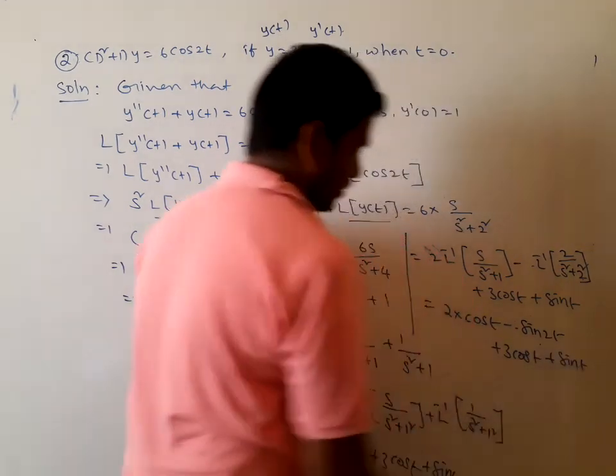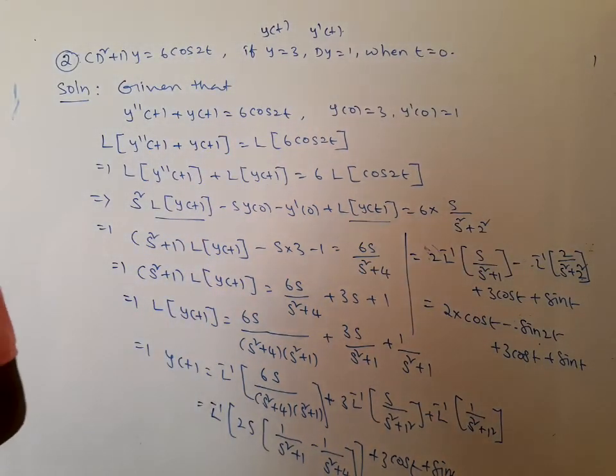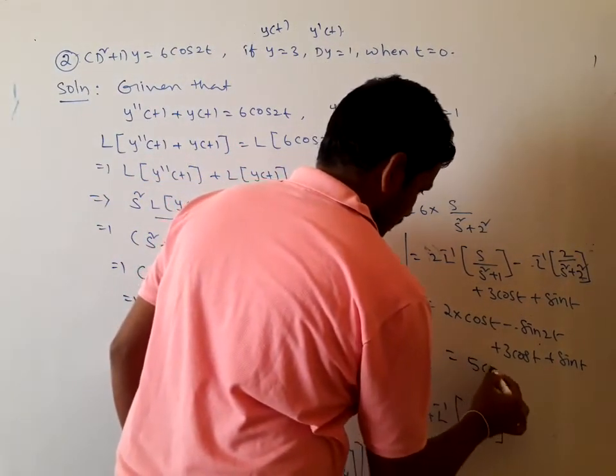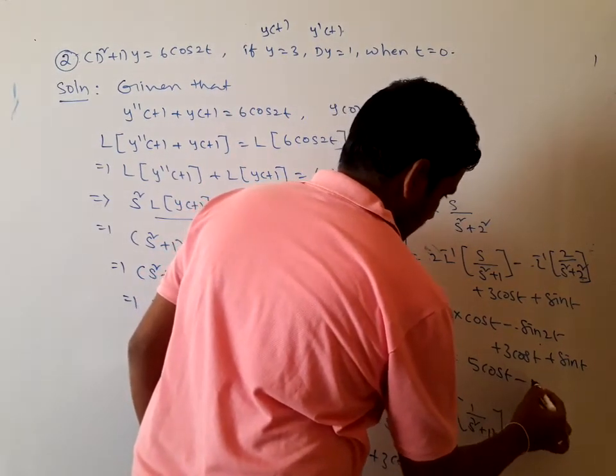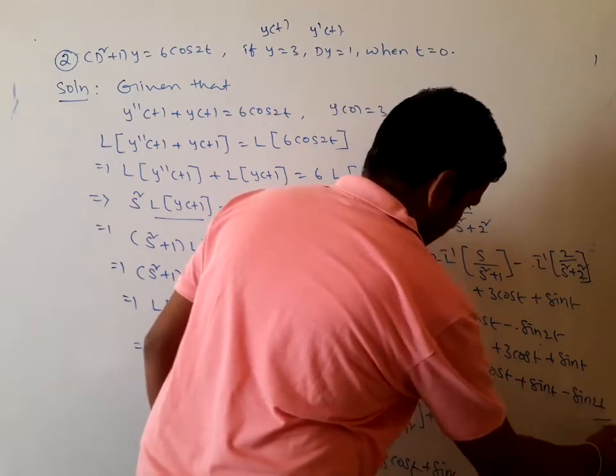So the final solution, tell me: 2 cos t plus 3 cos t, it is 5 cos t. So it is 5 cos t plus sin t minus sin 2t. This is your solution, right?